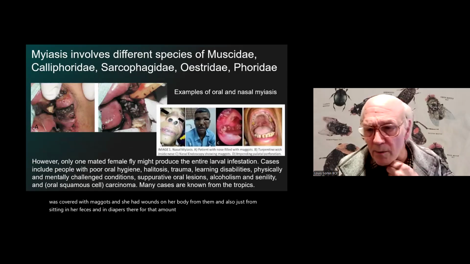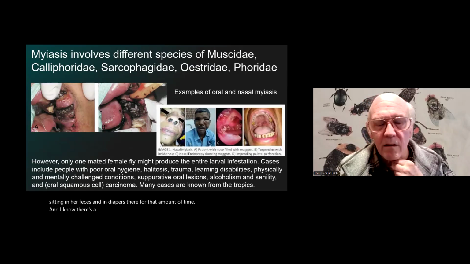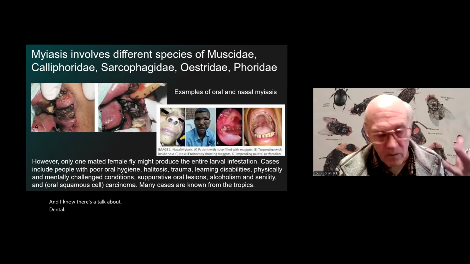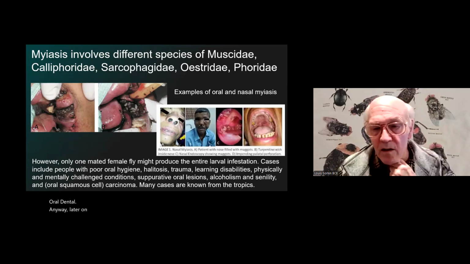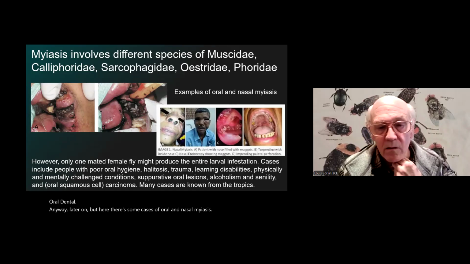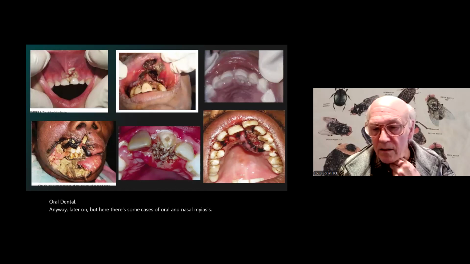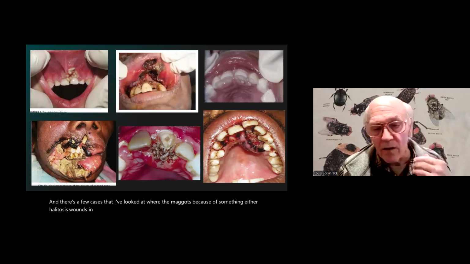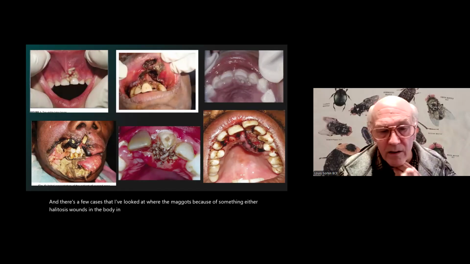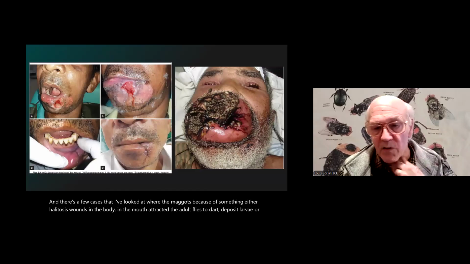And I know there's a talk about oral dental topics later on, but here there's some cases of oral and nasal myiasis, and there's a few cases that I've looked at where the maggots, because of something, either halitosis or wounds in the body, in the mouth, attracted the adult flies to deposit larvae or deposit eggs in there, depending on the fly species.